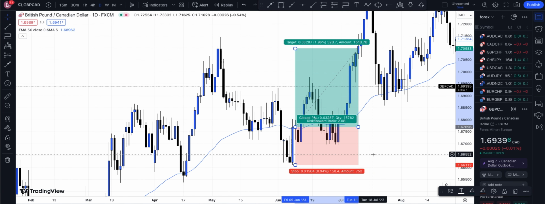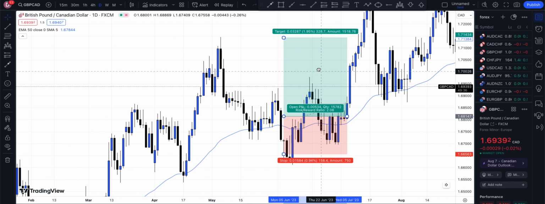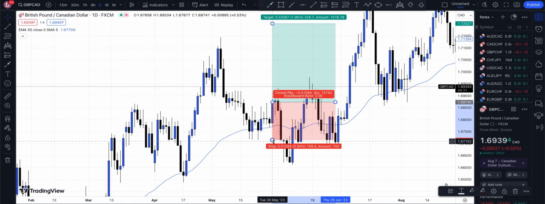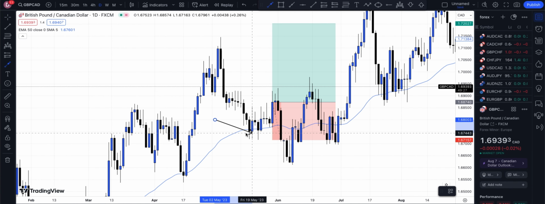Now, would I trade just based on this bullish engulfing candle? No. And I'm going to give you an example right now. The reason being, if we just move this over here, based on this bullish engulfing candle, with our stop loss right below this previous move downwards, we got stopped out.